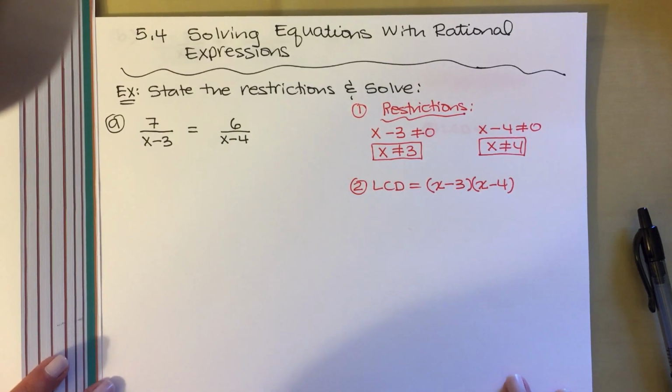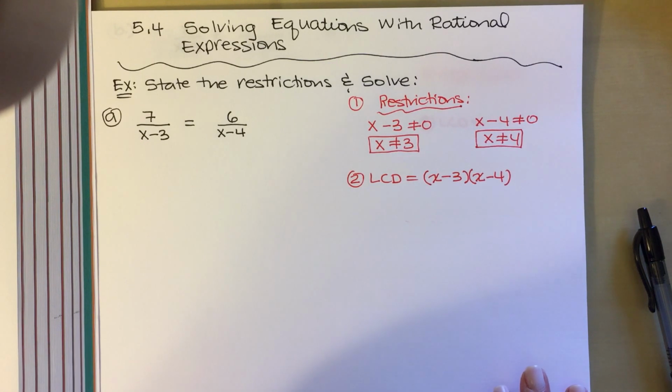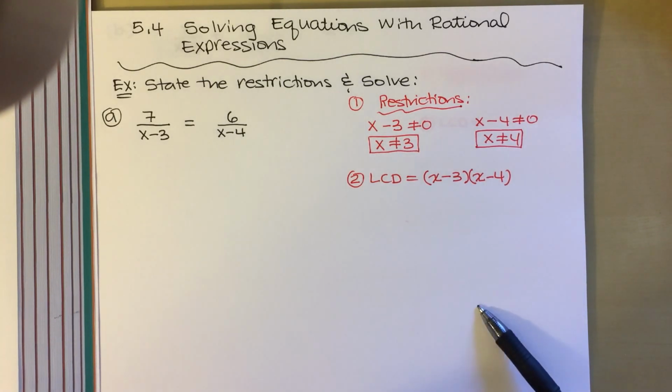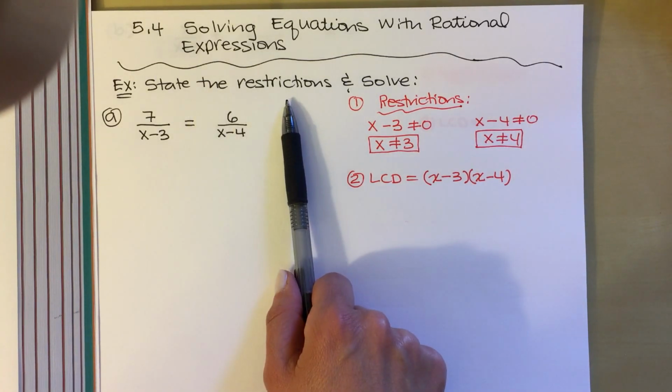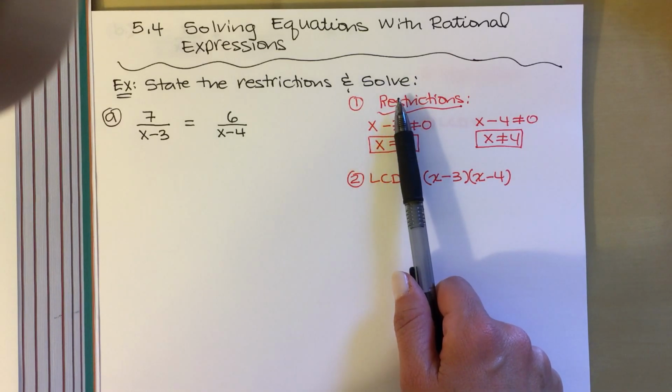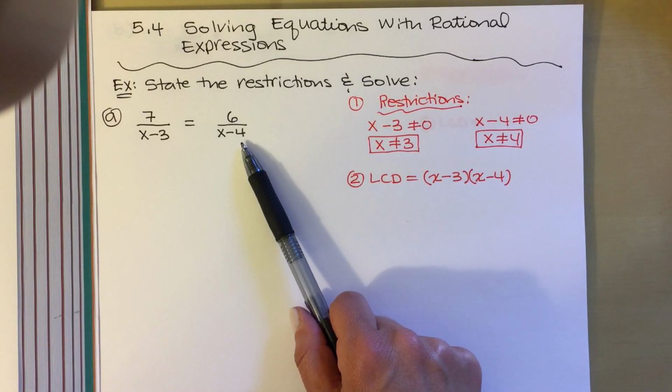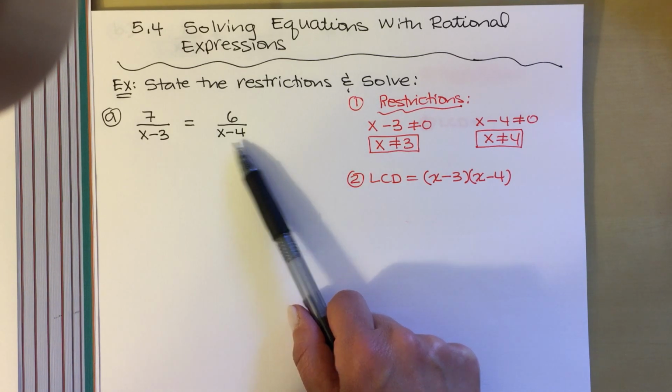Section 5.4, solving equations with rational expressions. What we want to do for this section is state the restrictions, and then solve the equation. The equations in this section contain rational expressions, which are fractions.